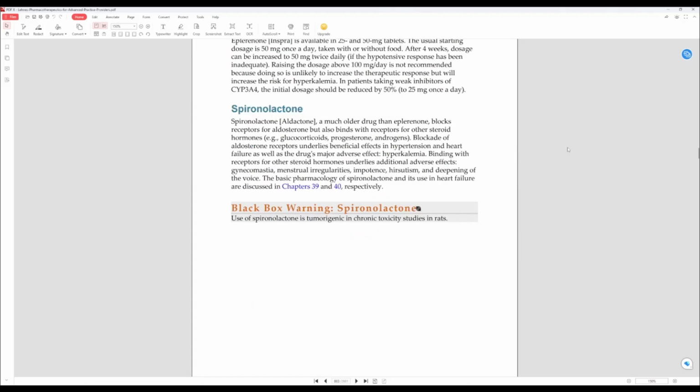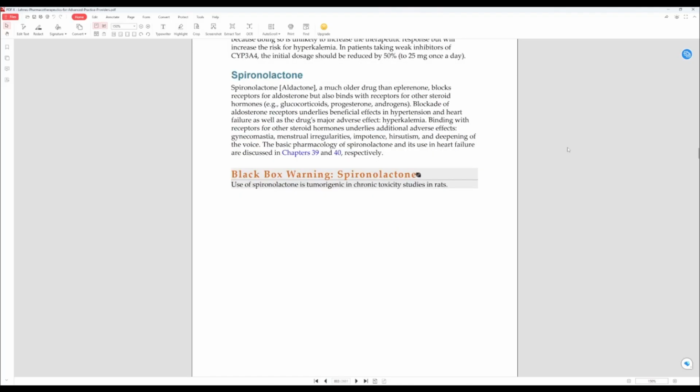Bringing us to Aldactone. Aldactone, or spironolactone, a much older drug than eplerenone, blocks receptors for aldosterone, but also binds with receptors for other steroid hormones, your glucocorticoids, progesterone, and androgens. Blockade of the aldosterone receptor underlies beneficial effects in hypertension and heart failure, as well as the drug's major adverse effect, hyperkalemia. Binding with receptors for other steroid hormones underlies additional adverse effects: gynecomastia, menstrual irregularities, impotence, hirsutism, and the deepening of the voice. The basic pharmacology of Aldactone and its use in heart failure will be discussed in further detail in Chapters 39 and 40, respectively.